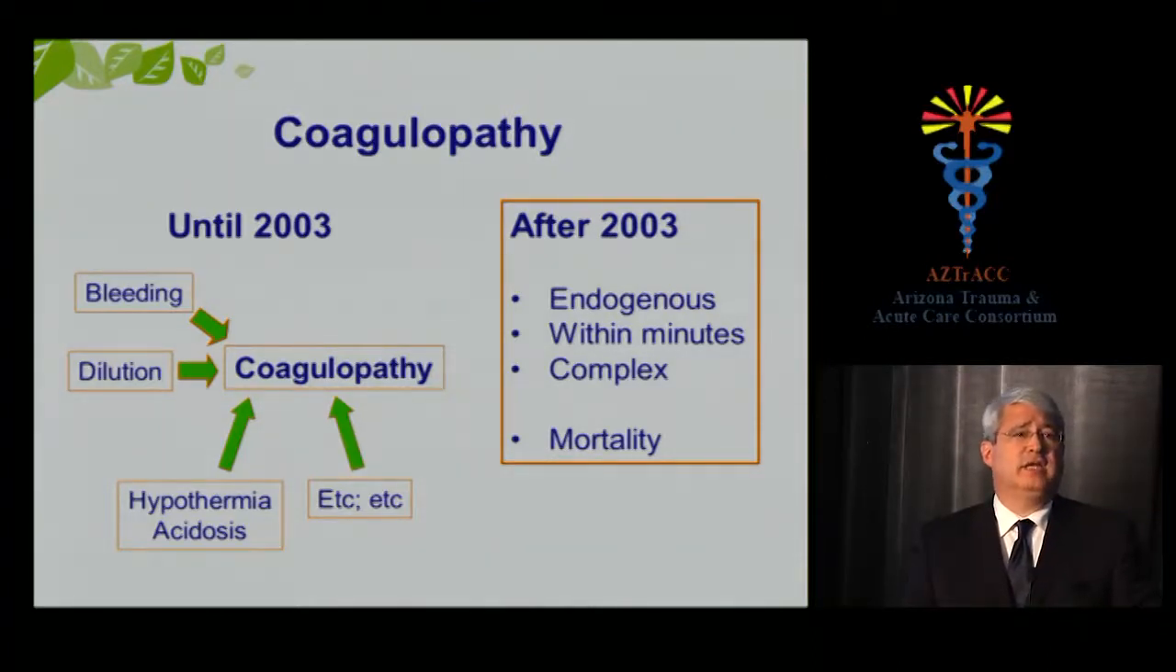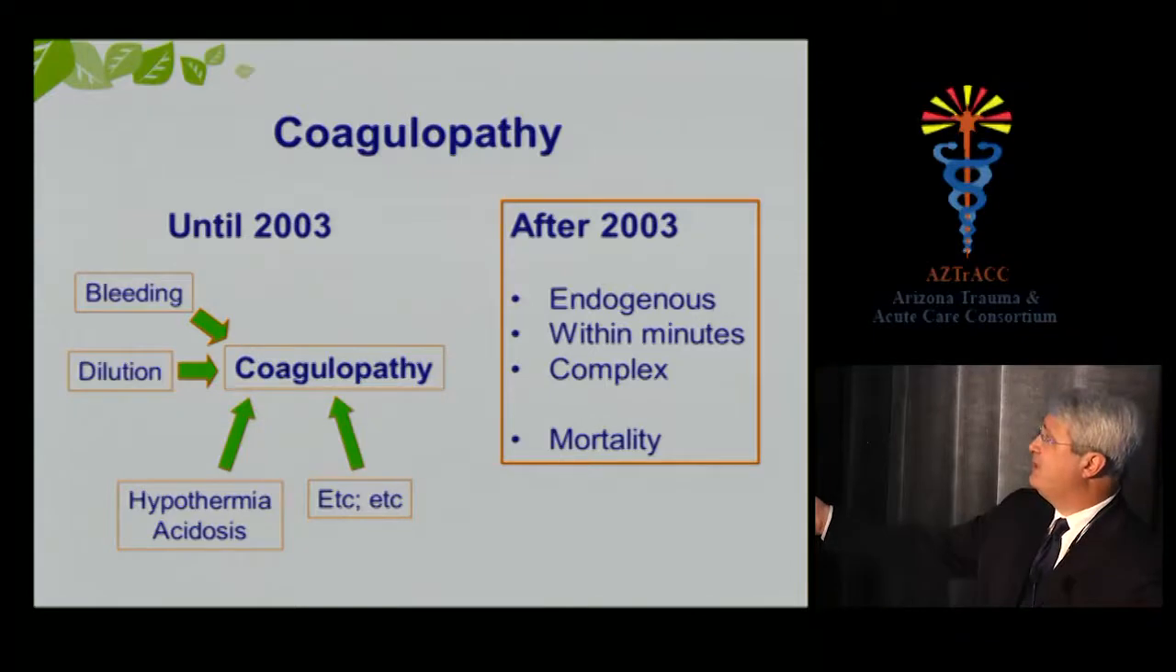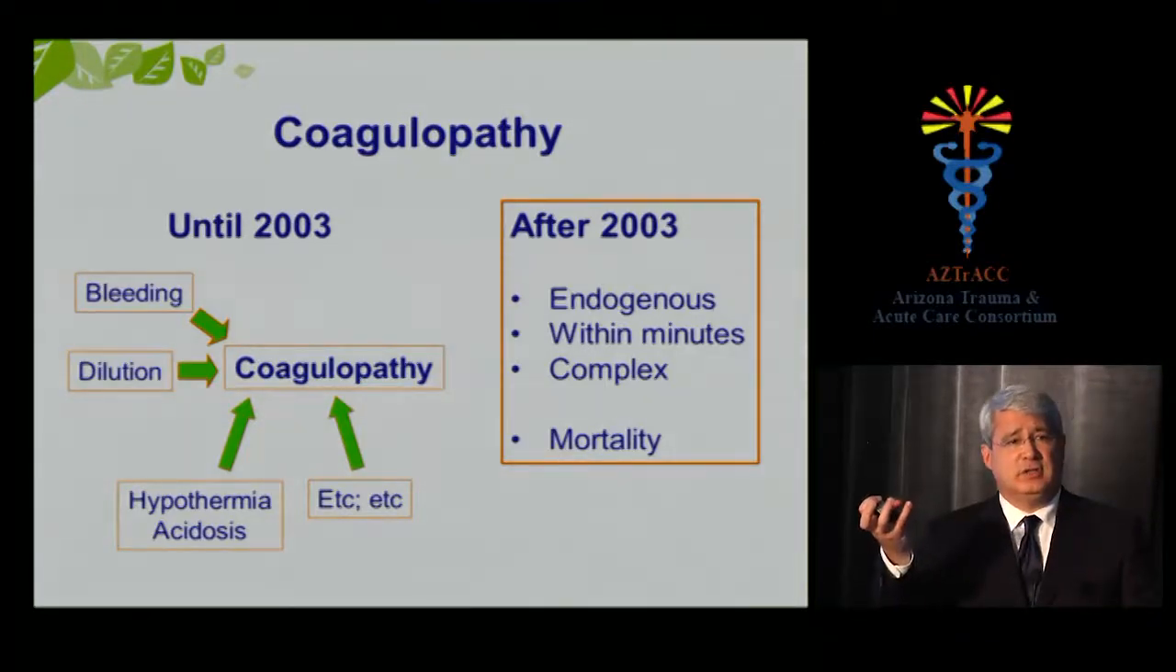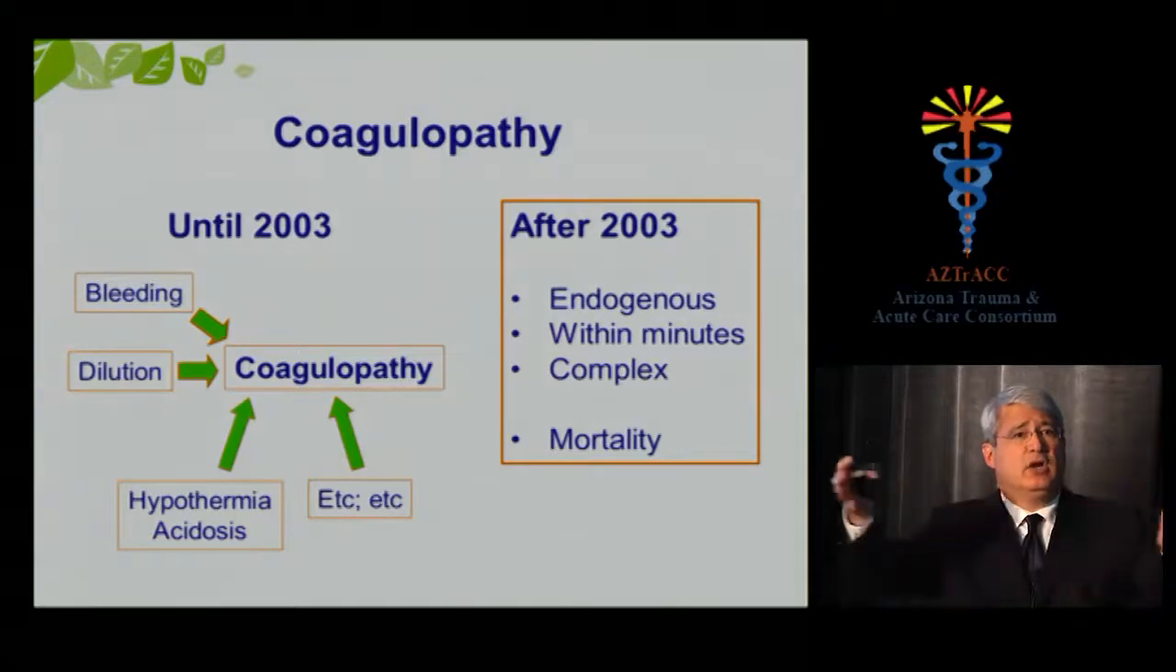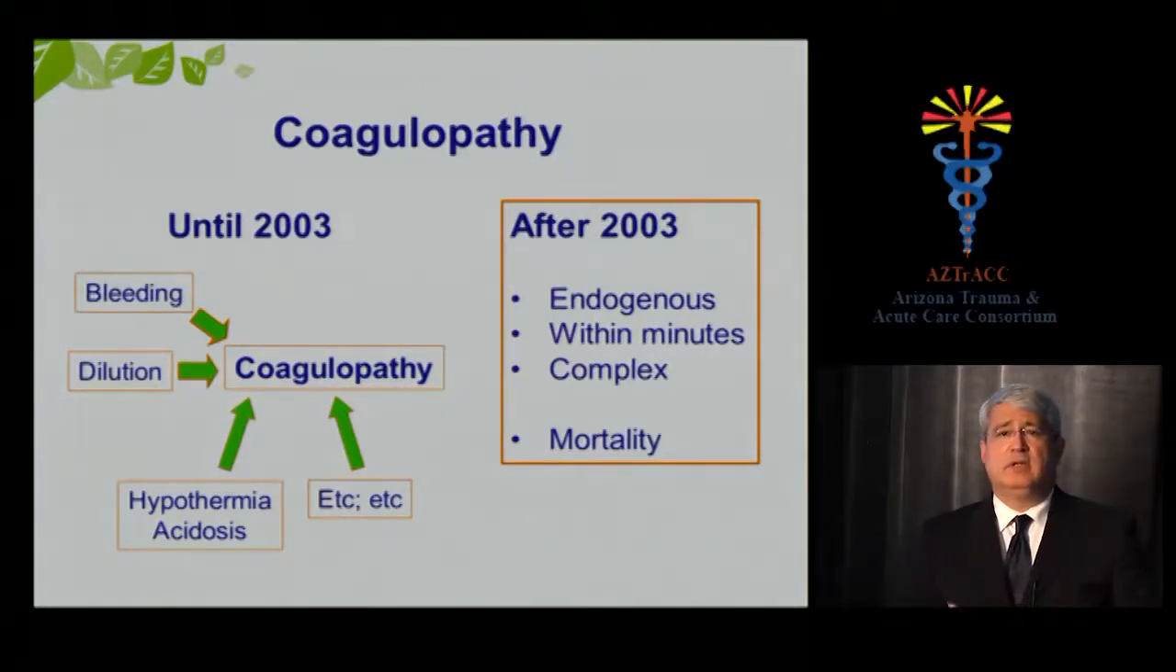After 2003, we realized that you don't have to bleed, you don't have to be diluted, you don't need anything to be coagulopathic. All you need to be coagulopathic is to suffer a trauma. So coagulopathy in trauma is something endogenous, inherent to the trauma itself. And that's complex. It's not simple. It's many clotting problems occurring at the same time, changing over time. And if your patient becomes coagulopathic, their chance of dying increases dramatically.